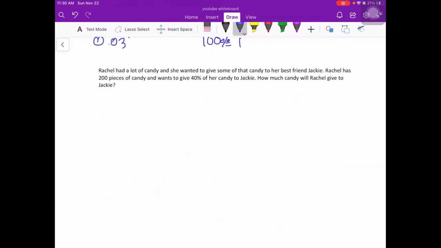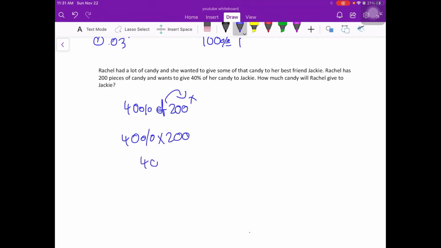Now we have another question which says Rachel had a lot of candy and she wanted to give some of that candy to her best friend Jackie. Rachel has 200 pieces of candy and wants to give 40% of the candy to Jackie. How much candy will Rachel give to Jackie? So this question is asking us to find 40% of 200. We know that "of" means multiply, so 40% multiplied by 200.